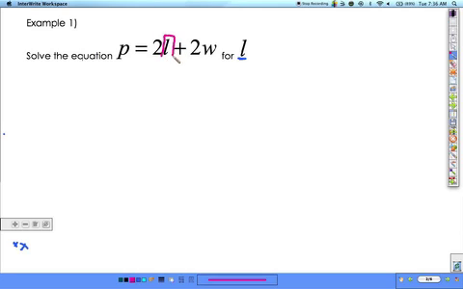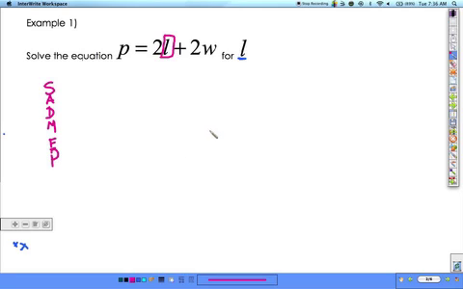around it because you're leaving that variable exactly where it is. You don't want to mess with it. You don't want to move it around. You want to move everything else away from that variable. So we can start with our rule for opposite order of operations, which is reverse PEMDAS or SADMEP.